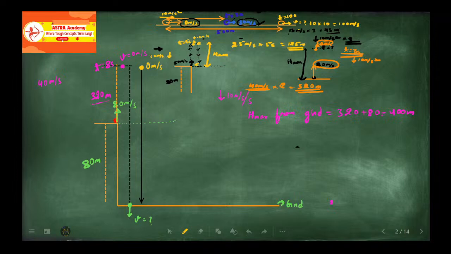Suppose I don't know the time taken from here to here. Let us suppose that the time is t dash. The time taken by the body to reach from this point A to this point B is t dash. So each second the speed is increasing by 10 meter per second square.